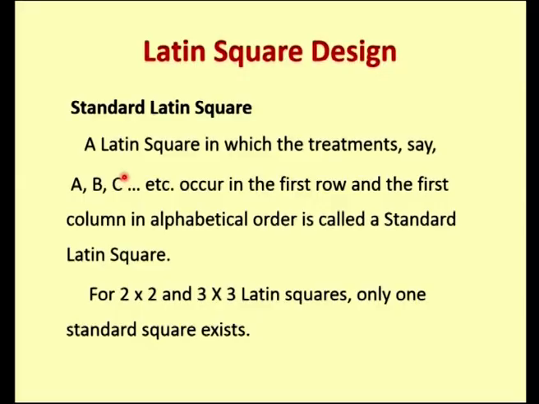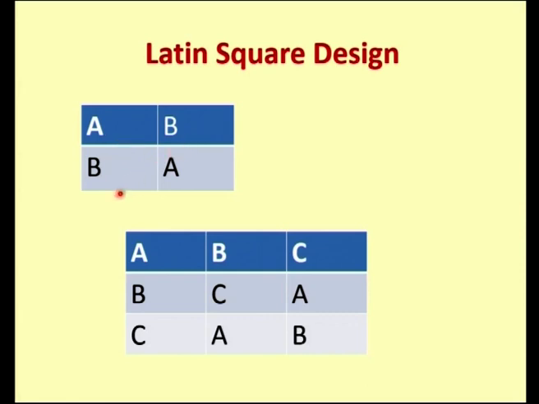And we have a standard Latin square, a Latin square in which the treatments, say for example A, B, C etc. occur in the first row and the first column in alphabetical order. Then we call it a standard Latin square design. For example, in case of 2 cross 2 and 3 cross 3 Latin squares, we have only one standard square. So, that is here A, B and B, A.